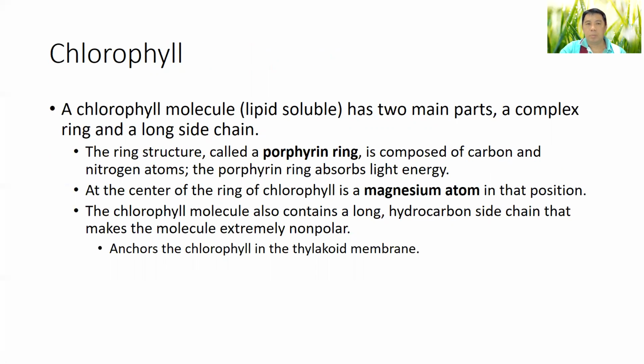A chlorophyll molecule has two main parts, a complex ring and a long side chain. The ring structure, called the porphyrin ring, is composed of carbon and nitrogen atoms. This ring is used to absorb the light energy. And at the center of the ring of the chlorophyll is a magnesium atom. The chlorophyll molecule also contains a long hydrocarbon side chain that makes the molecule extremely non-polar. This hydrophobic tail anchors the chlorophyll to the thylakoid membrane.